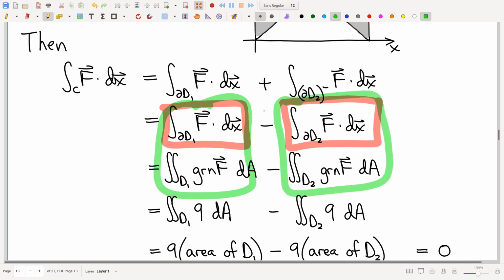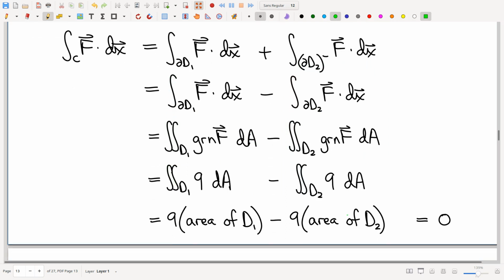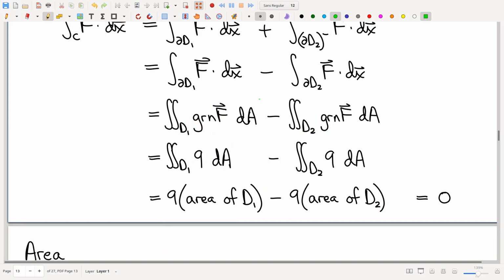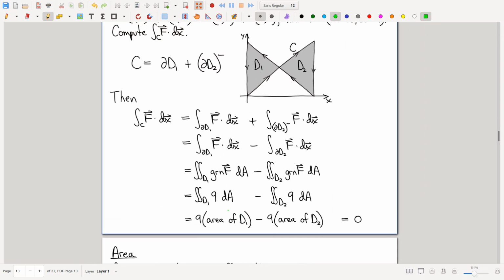Is that good? Everybody all right? Okay. And again, now we're just a hop, skip, and a jump away from being done. Green's operator turns out to be 9. That's just a couple of partial derivatives, easy to compute. Point being that that's a constant. Integral of a constant over a region is just constant times the area.